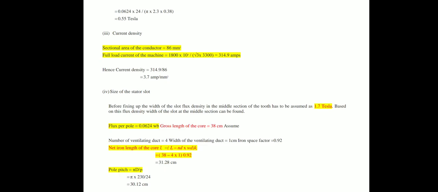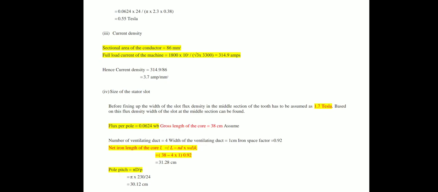Net iron length of the core Li is equal to L minus Nd into Wd, into Ki, which is equal to 38 minus 4 into 1. Nd is your number of ventilating ducts and Wd is your width of the ventilating duct, that is 4 into 1, subtracted from L, and the whole multiplied by the iron space factor, equal to 0.92. This is given in theory. Generally we select an iron space factor in the range of 0.92. Net iron length of the core comes to 31.28 centimeter.